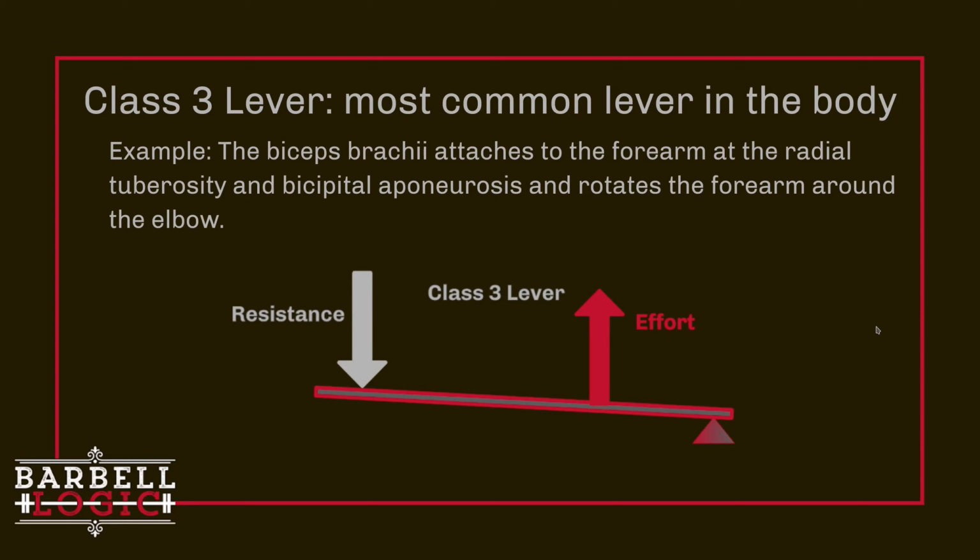Then we have the class 3 lever, the most common lever in the human body. So the resistance out here, the effort here. So for example, the biceps brachii, that's the biceps in your arm, attaches to the forearm at the radial tuberosity in the bicipital aponeurosis and rotates the forearm around the elbow. This is when you do your curls. So these are the 3 types of levers, and that concludes this set of slides.